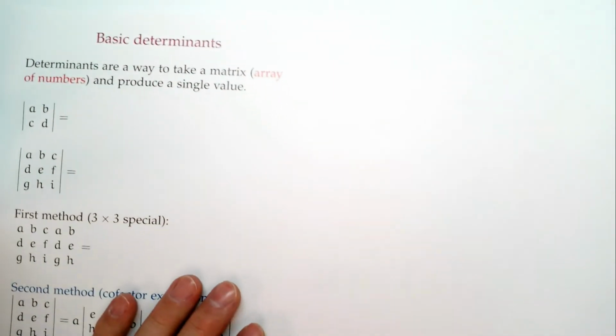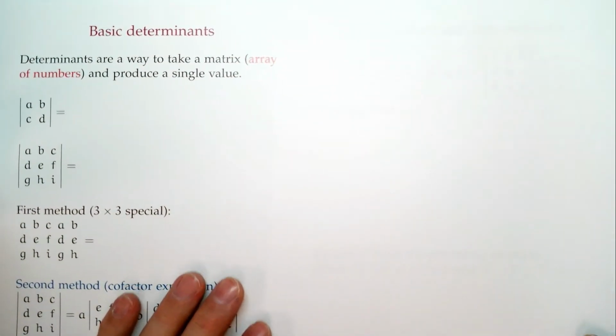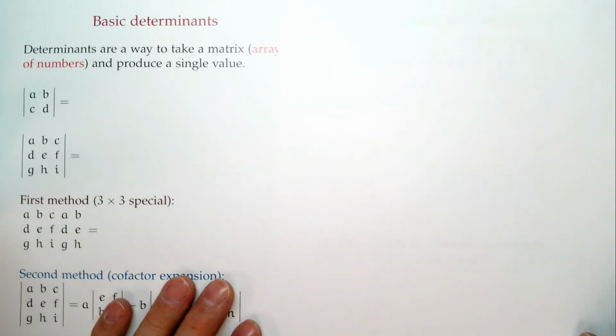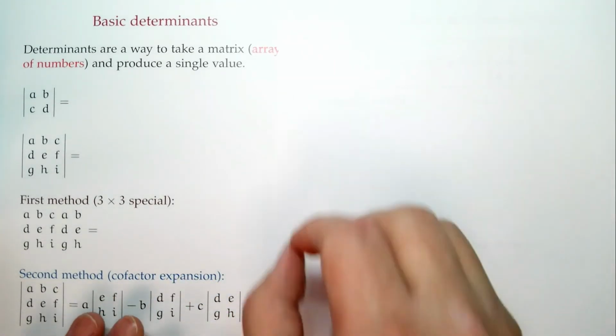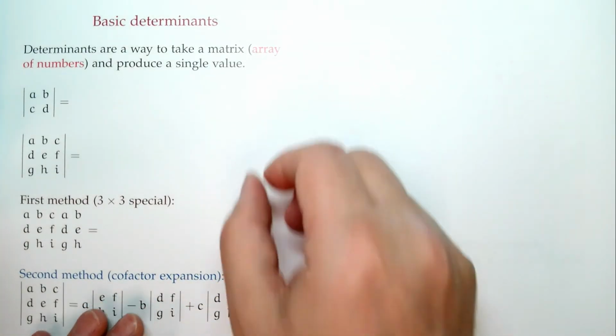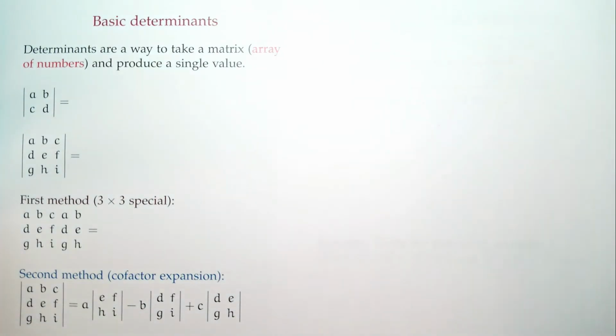So let's talk about determinants. The idea of determinants is pretty simple. You have this array of numbers, in other words what's called a matrix, and a determinant says there's a number associated with this matrix.